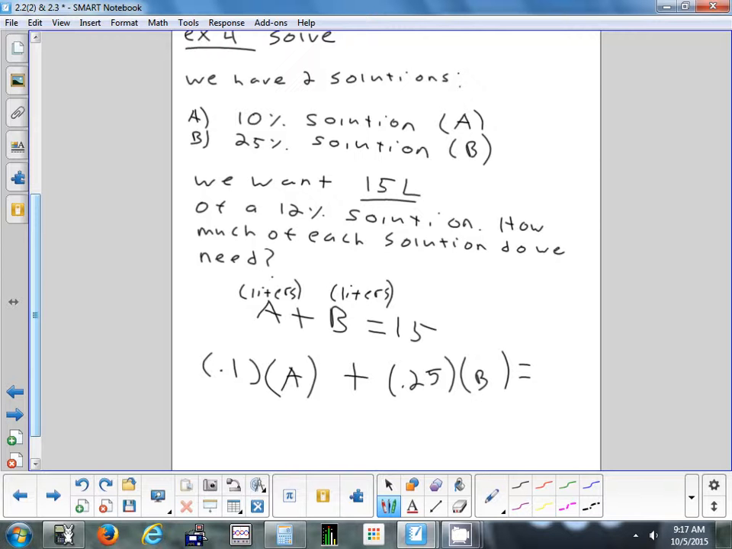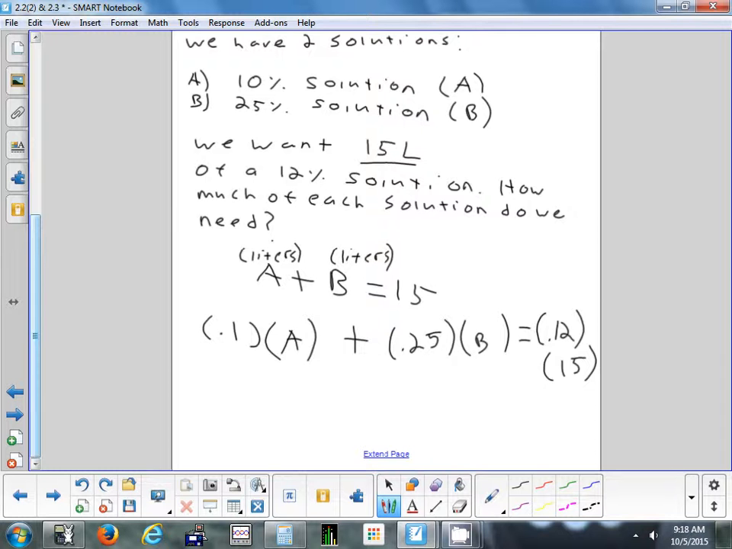And now, what's my final concentration? Yep, Cheryl? 0.15. That's of the final amount, 15 liters. 0.12. That's the final concentration, and that's the final amount. Okay, so this equation is always concentration times amount, plus concentration times amount, plus concentration times amount. And the top equation, it's just two letters, add them up, equals the total.